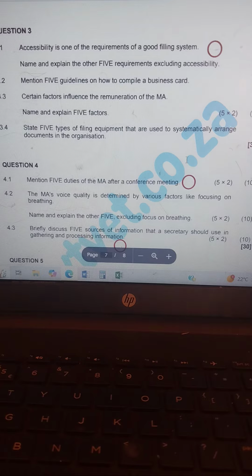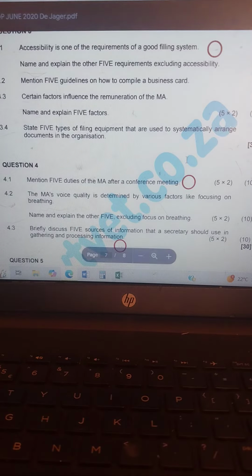The explanation of simplicity, the system must be so simple that a junior clerk will be able to recognize and use it. And the last one, we have retention. The explanation of retention. There should be a well-defined policy regarding the retaining and discarding of documents and files. Those are the 5 requirements of good filing.